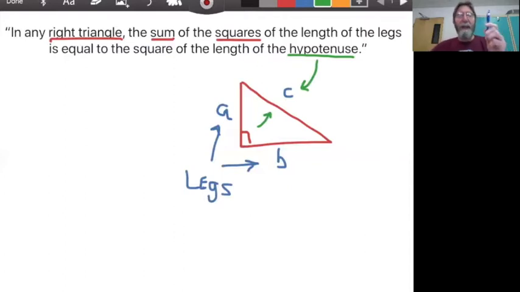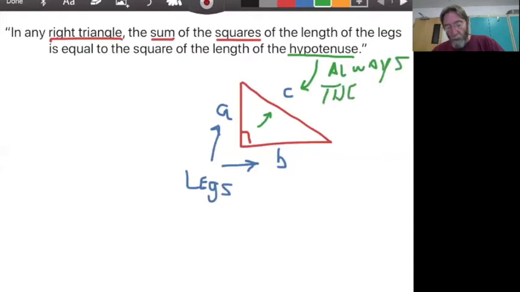But there's something else really important about the hypotenuse, and the hypotenuse is always going to be the longest. So it's always the longest. That's really important. So when you're looking at this, we can tell that our hypotenuse is always going to be the longest side. And it makes sense if you think about it. If you have two sides that connect to that right angle, the one that goes diagonally has to be longer than the ones connected to the right angle. So let's go back to the theorem.